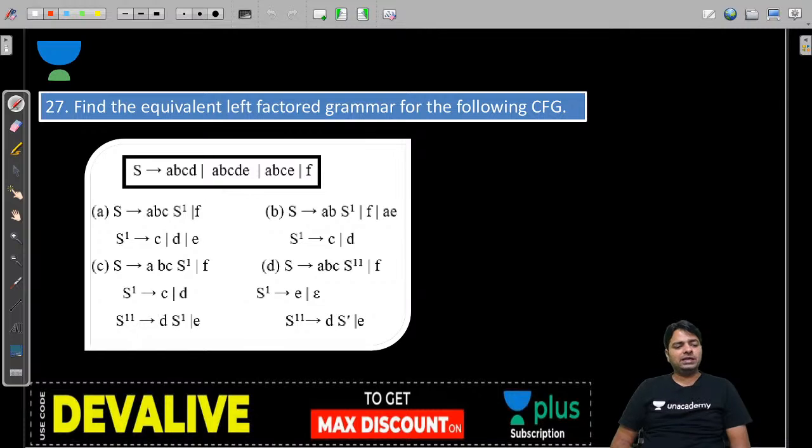Okay. Now find the equivalent left factored grammar for the following CFG. Left factored grammar, guys. So have clarity. What is a left factored grammar?